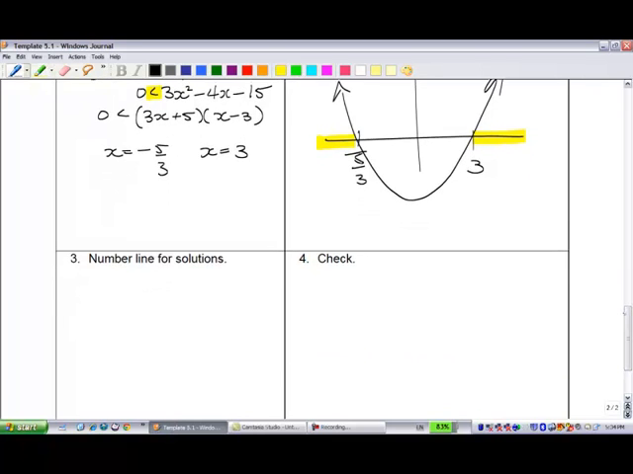So number line wise, let me do this in one step. We have -5/3. We have 3. We have open dots again because I have an inequality which is not inclusive. Let me throw some x's in there. And again, we get solutions of x less than negative 5/3 and an x value which is greater than 3.